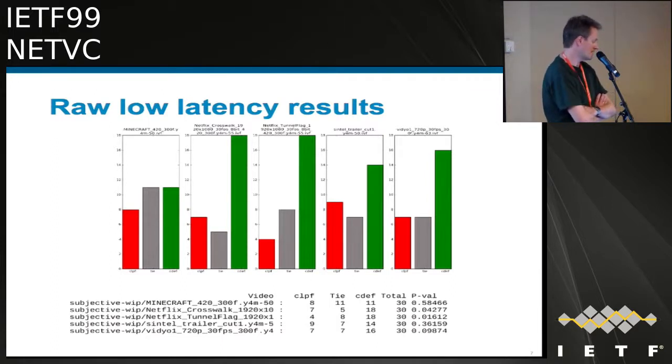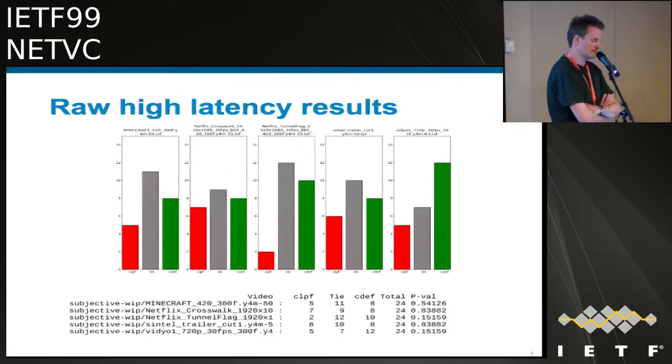If we move on to high latency on the next slide, there's no significant difference. But again, CDEF has more votes than CLPF. The main difference is that there are more ties, and that's not that surprising, since in the high latency case, the loop filtering has less effect. So I think these results are to be expected. Next slide.